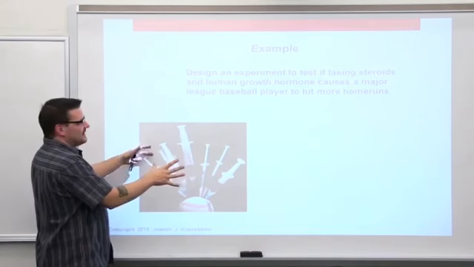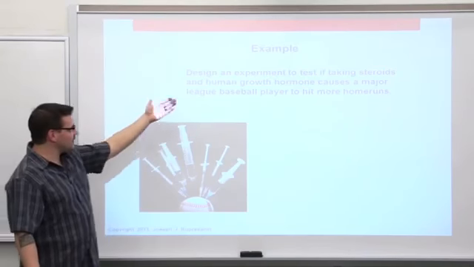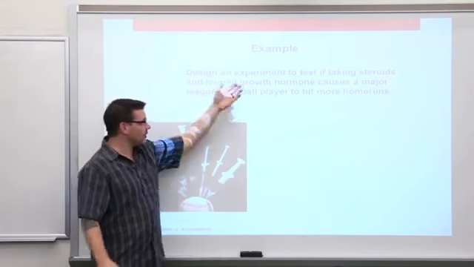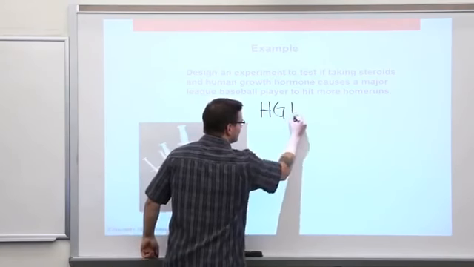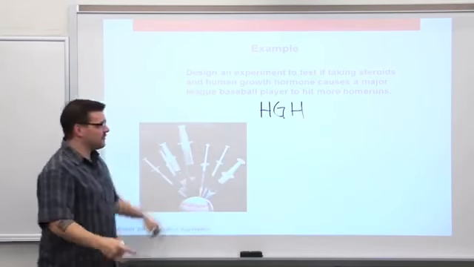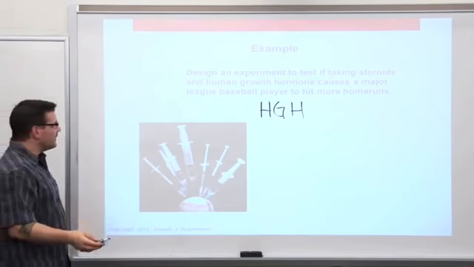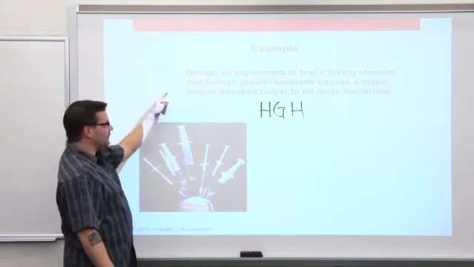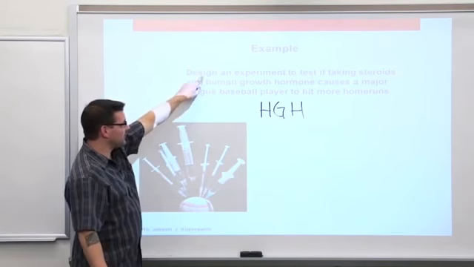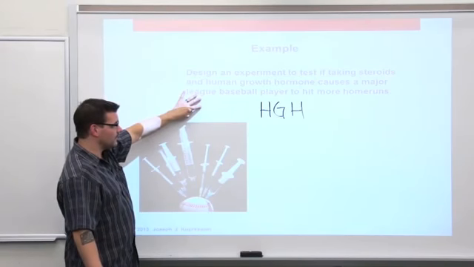Now let's design an experiment to test if taking steroids, and I threw in an extra wrinkle here, human growth hormone, we'll abbreviate that HGH. I wanted to have two things that we were manipulating just to have a richer example. Design an experiment to test if taking steroids and/or human growth hormone, two separate things, would cause Major League Baseball players to hit more home runs.